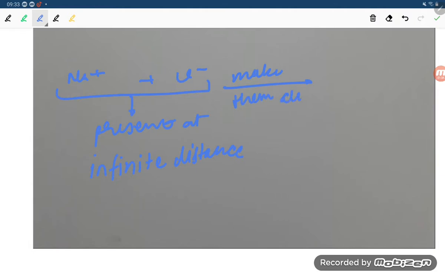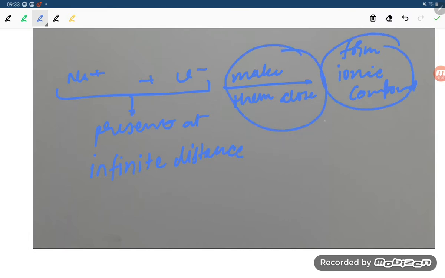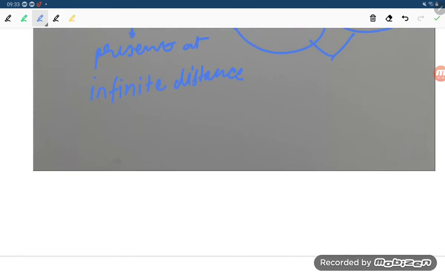If you make them come close and form the ionic compound, then in this process of forming the ionic compound, the energy released is known as what, students? Lattice energy. Okay, lattice energy.